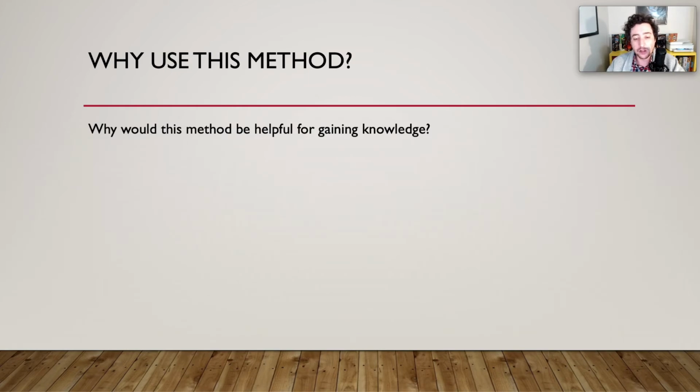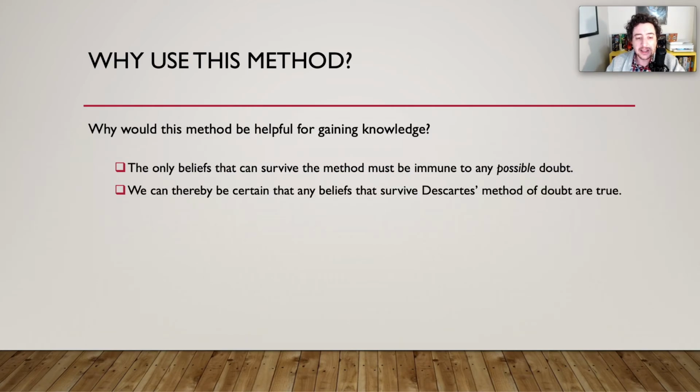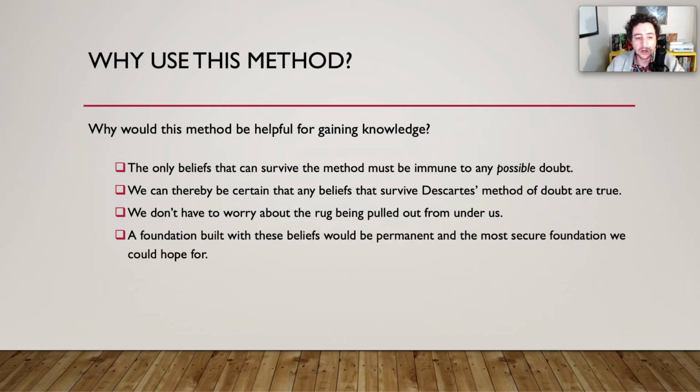All right, so why also would this be helpful? Here's another reason. The only beliefs that can survive the method must be immune to any possible doubt. But if that's the case, we can thereby be certain that any beliefs that survive this method are going to be true. We don't have to worry about the rug being pulled out from under us if we build on this foundation. And a foundation built with these beliefs would be permanent, and it'd be the most secure foundation we could hope for. You can't hope for anything better than absolutely certain. There's no such thing as a stronger foundation than that.